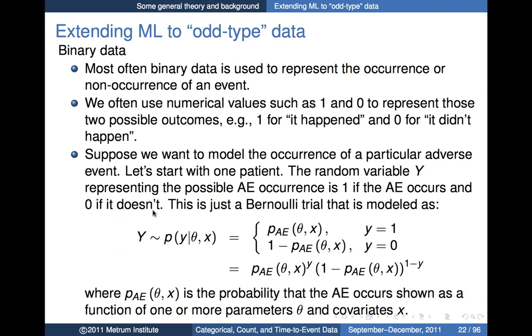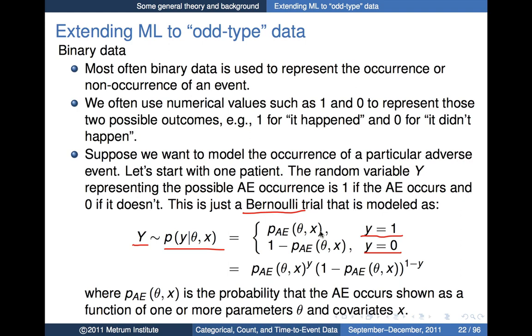That just turns out to be a Bernoulli trial that's modeled according to the relationship we see down here. So y is distributed according to some probability function, and that probability function is simply one particular probability value, which I just called p sub AE, when y equals 1. That's for the case where the event occurred, and the probability that the event did not occur is just the complement, 1 minus p sub AE, which corresponds to y equals 0. And notice I've written this as a possible function of parameters and covariates.